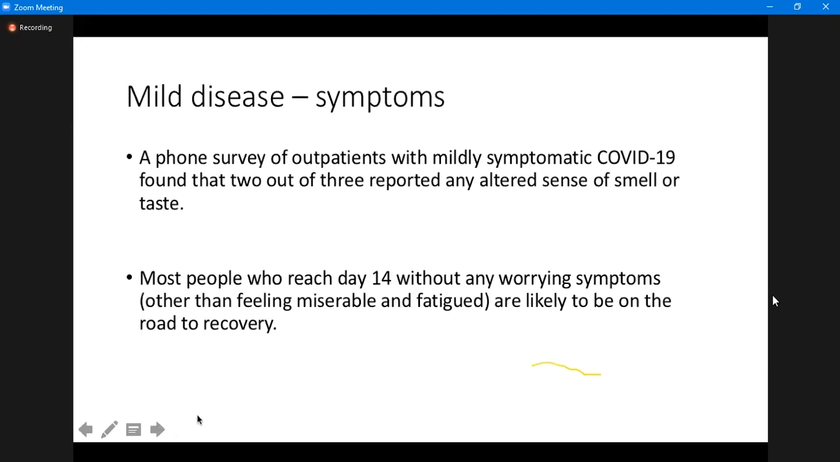And for mild disease, I would like to mention that a telephone survey found that 2 out of 3 positive cases reported an altered smell or taste. So altered smell or taste is well reported. And some people who go on having mild disease for about 2 weeks without worrying symptoms are likely to be on the road to recovery. So if you still have mild symptoms after 2 weeks, you are going to recover. Some people with mild symptoms will progress. We will look at the percentages, how they progress.